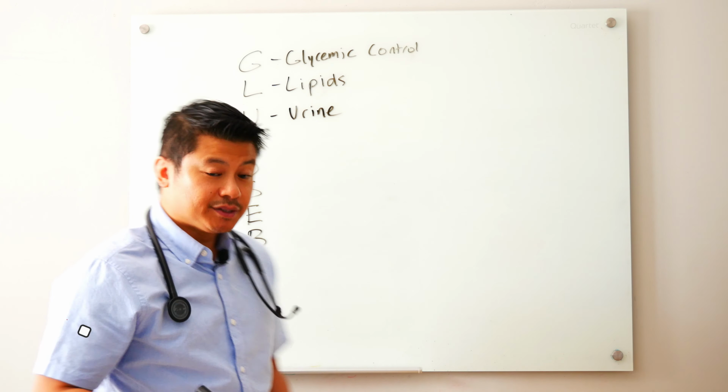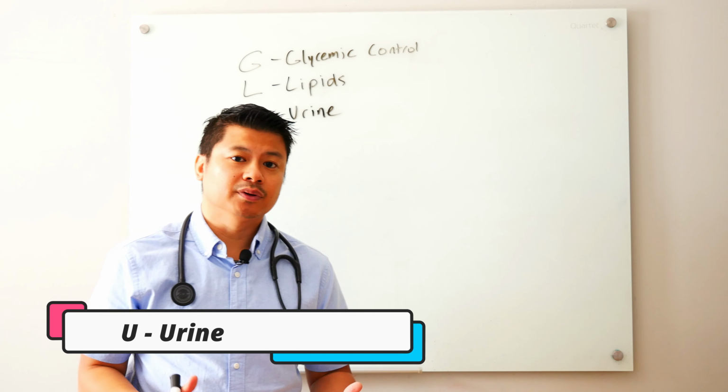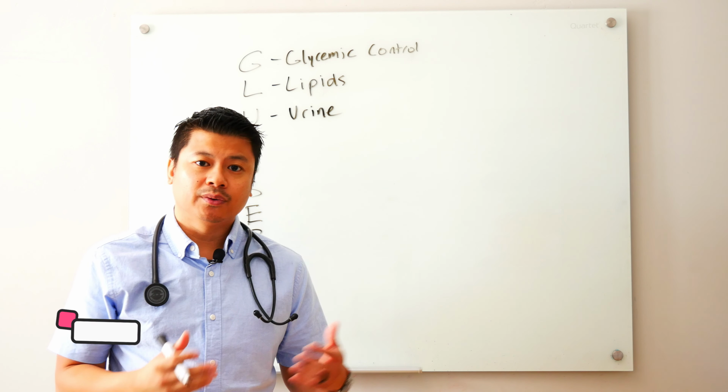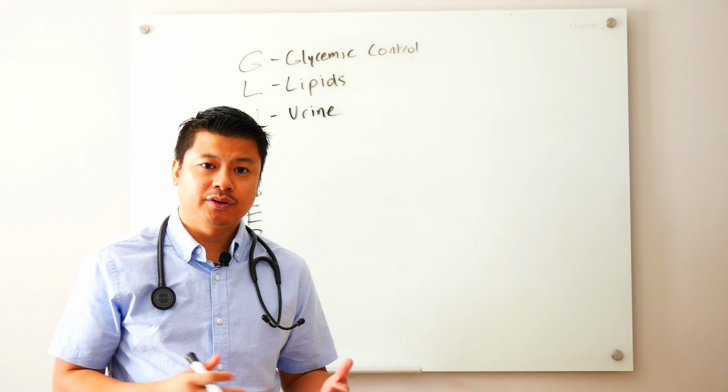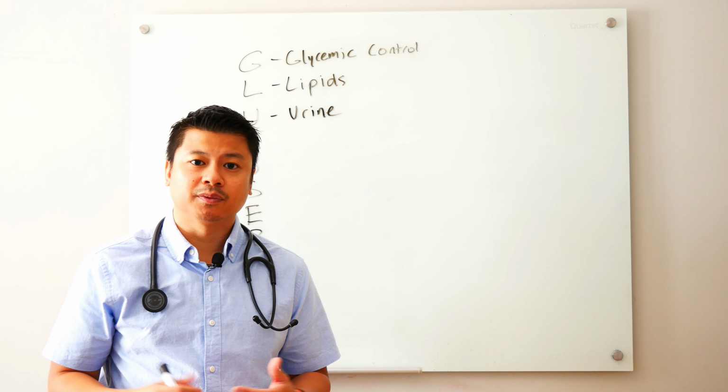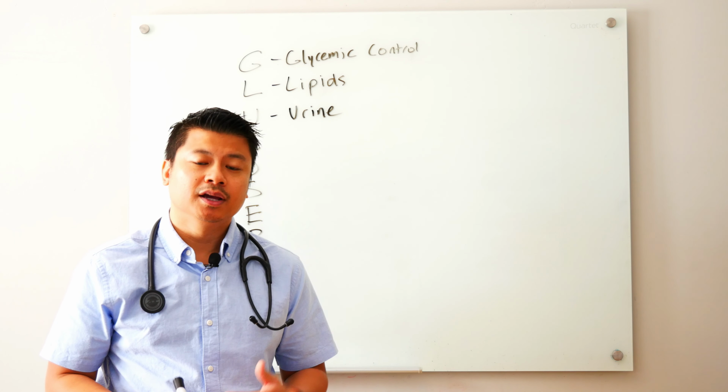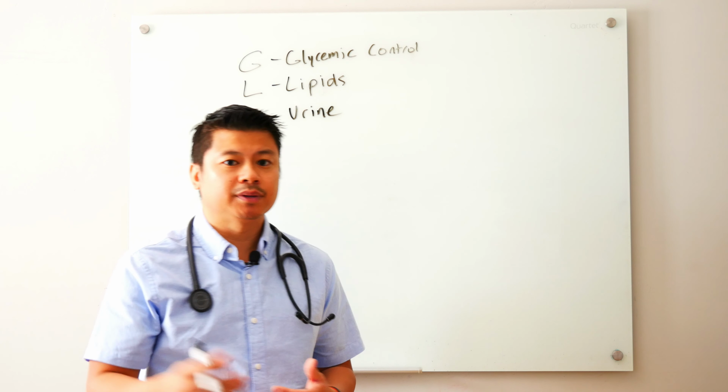U is urine. Make sure that we're looking at their urine as well. We're looking for proteinuria. We always like to order a microalbumin urine to make sure that there's no possible renal damage or nephropathy developing, because that's very important to follow as well in diabetics, right?